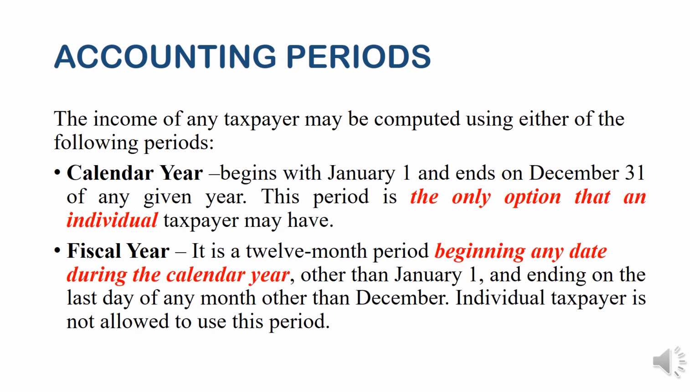Whereas fiscal year is any 12-month period beginning any day during the calendar year other than January 1 and ending on the last day of any month other than December 31. So the individual taxpayer is not allowed to use this period. Therefore, the fiscal year can be available only to partnerships and corporations. So the partnerships and corporations may use calendar year or fiscal year, but in the case of individual taxpayer, they can only use calendar year when computing the taxable income.